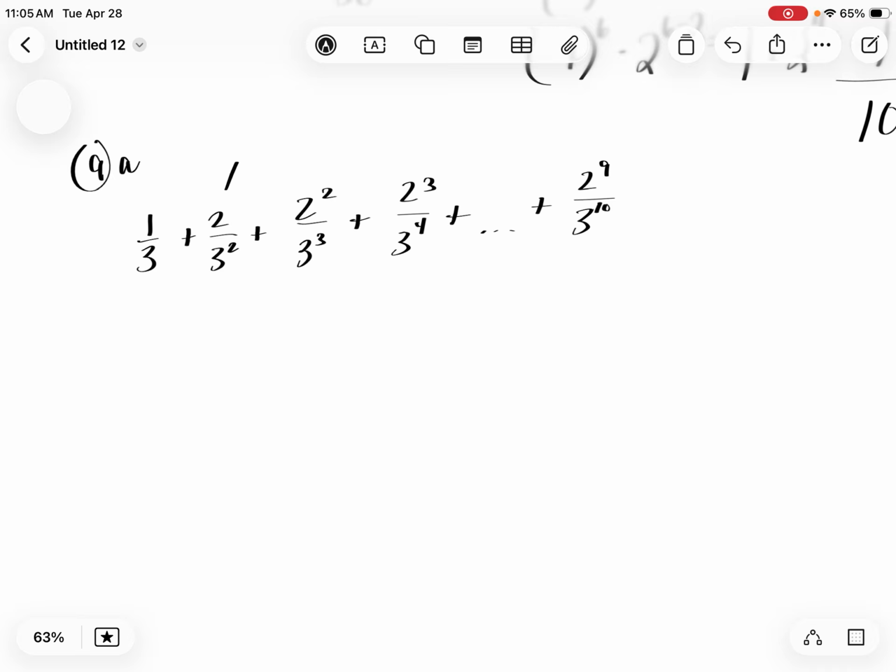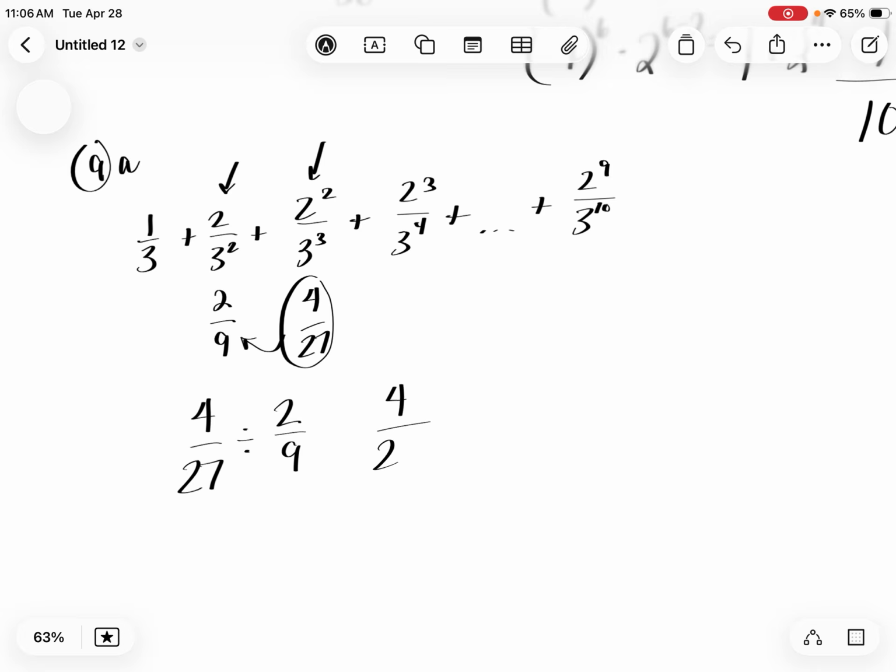So this number, first of all, would actually be 2 over 9. This number would be actually 4 over 27. And so one of the things I'm going to check is I'm going to take the 4 over 27 and I'm going to divide it. So 4 over 27 divided by 2 over 9. And remember, when you divide, you multiply by the reciprocal.